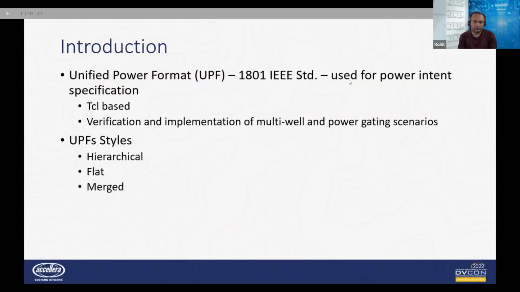It is used to describe multi-voltage scenarios, meaning which power rails should be routed to individual blocks, and power gating scenarios, like which blocks are expected to be powered up or shut down. It also helps in realizing how voltage levels should be shifted as signals cross from one power domain to another, and whether measures should be taken to retain register and memory cell contents if the power supply of a domain is removed. There are various ways of writing UPFs. These are hierarchical UPF, flat UPF, and merged UPF.